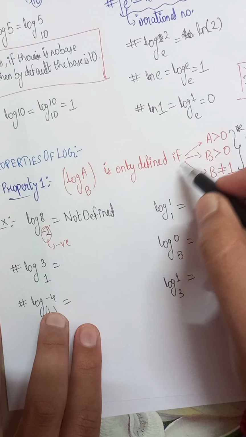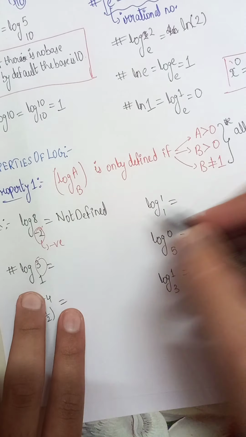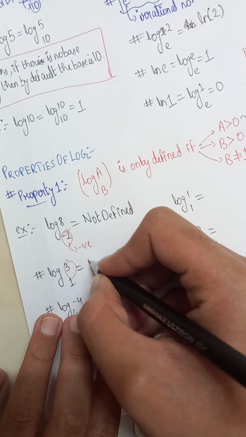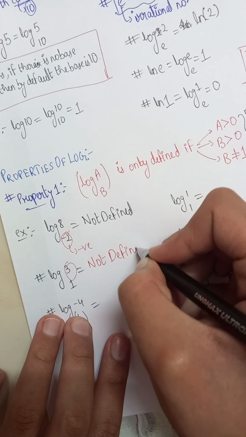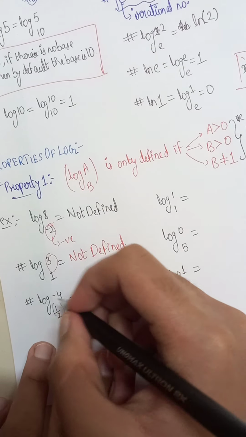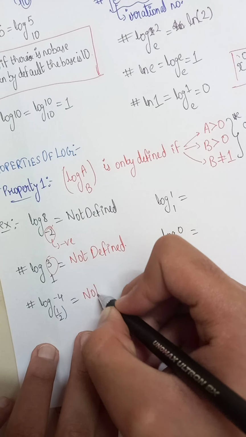Log a to the base b is only defined when a is greater than 0. Check if a is greater than 0, yes, it's greater than 0. b is also greater than 0, but b should not be equal to 1. But here it's equal to 1. So this is not defined. Next, here a should be greater than 0, but a here is negative. The number here is negative, so it's not defined.